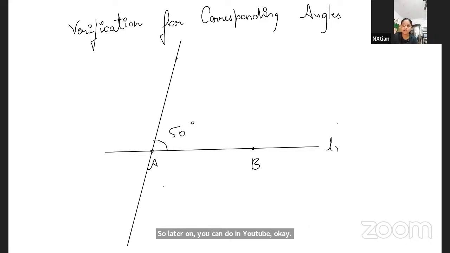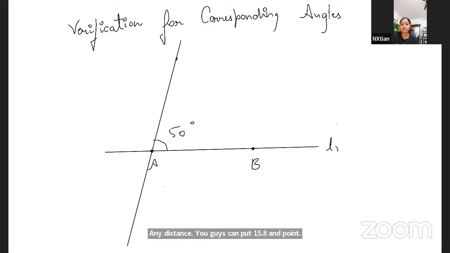Is there a particular distance that has to be there between point A and point B? No particular distance. Any distance is fine. According to the line that you have made, according to the line L1, any distance you guys can put between point A and point B.